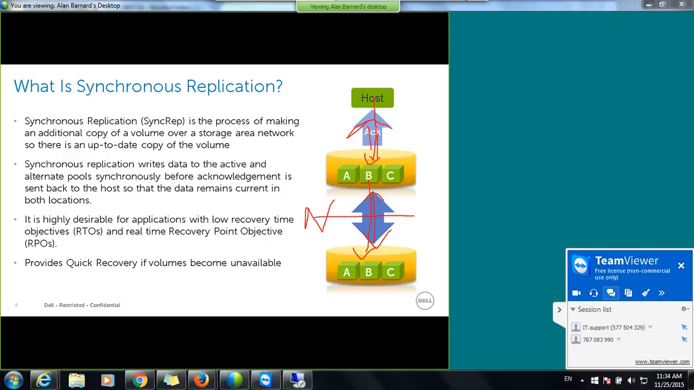Ano setup niyo dito? Naka 1 gig yung or naka... Or you can type in on the chat window. Okay. Okay. We'll pick up. All right. Nice.